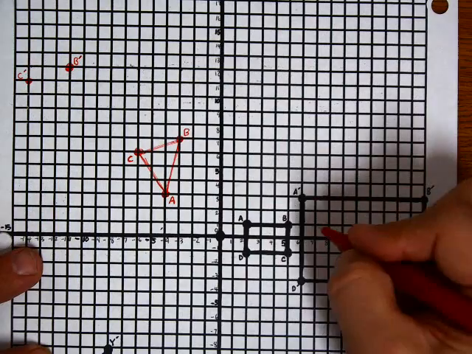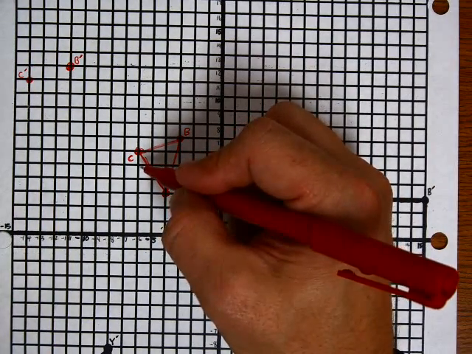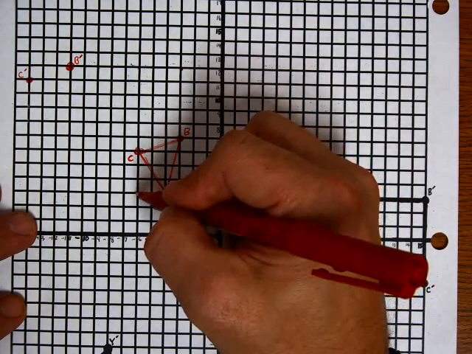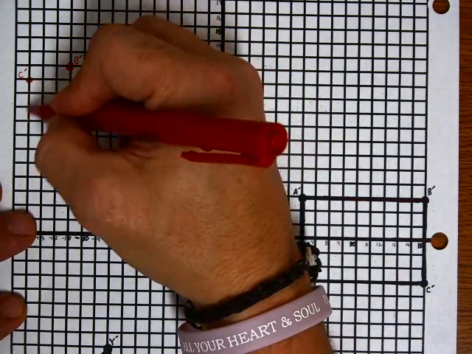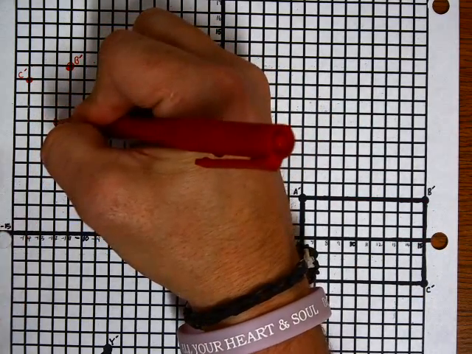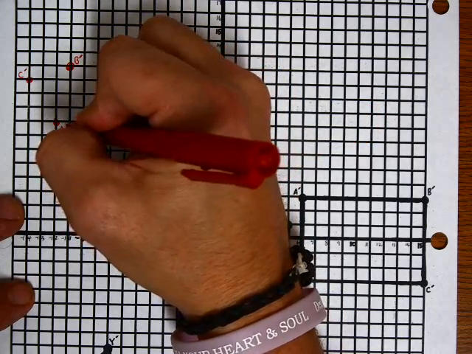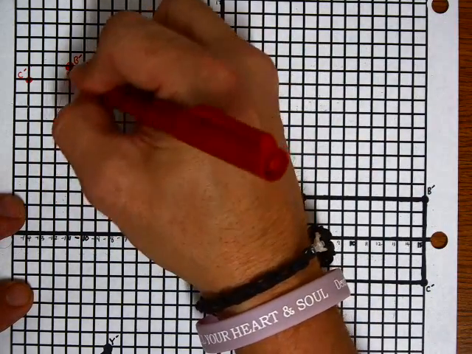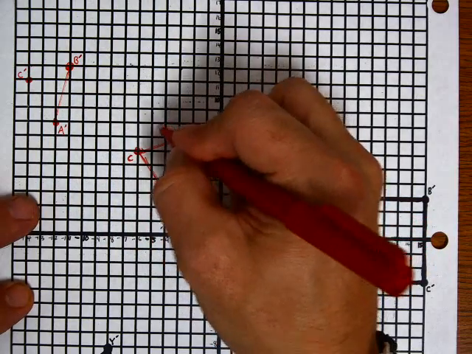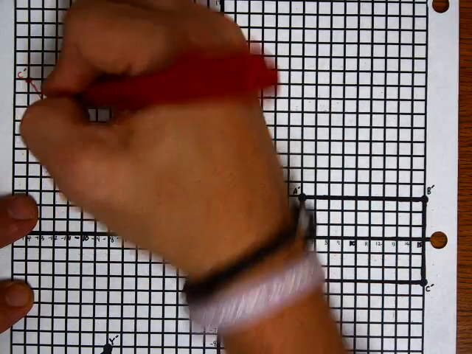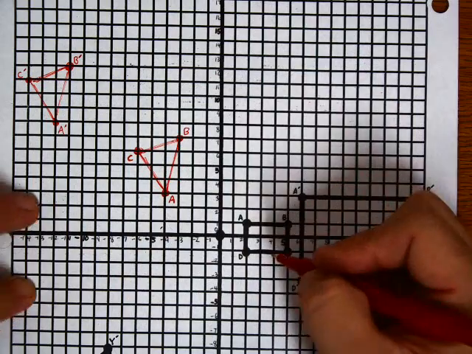So there's C prime, and then from C I would go down 3, right 2, puts me right there, and that would be A prime. And again, if I'd counted up 5 and went left 8, I'd have got that same result. So there's my new triangle.